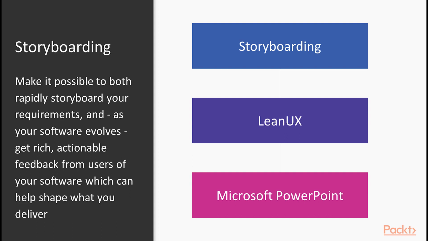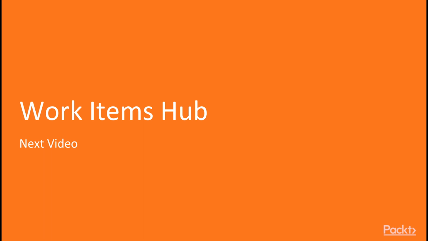So the main three components that we covered in this section are storyboarding, the Lean UX principles, and also using Microsoft PowerPoint to create storyboards. The next video is going to cover working with Work Items Hub.